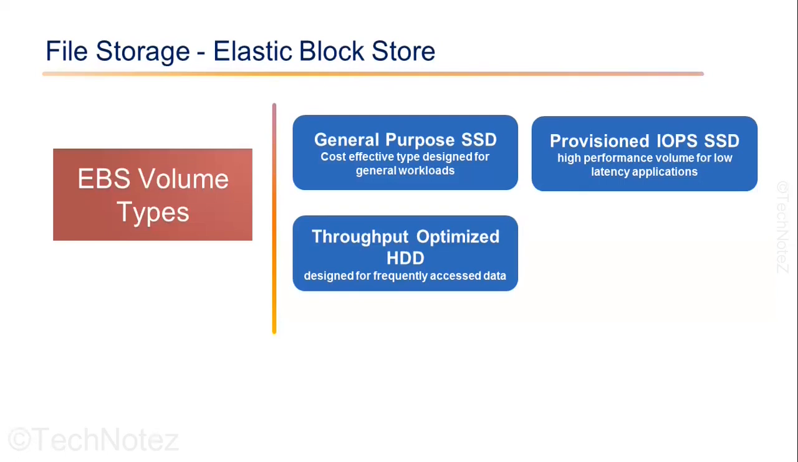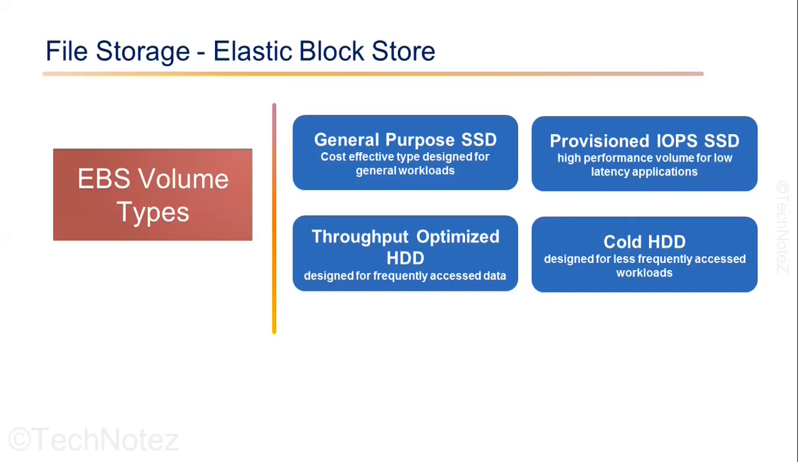Throughput optimized is a storage volume type provided by AWS. It is designed for large sequential workloads such as big data and data warehousing. Throughput optimized volumes are based on traditional magnetic hard drive technology. They are optimized for large sequential data workloads that require a high level of throughput, such as big data, data warehousing, and log processing.